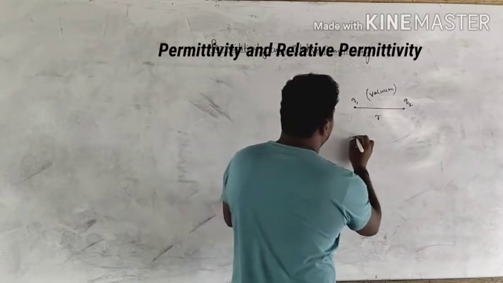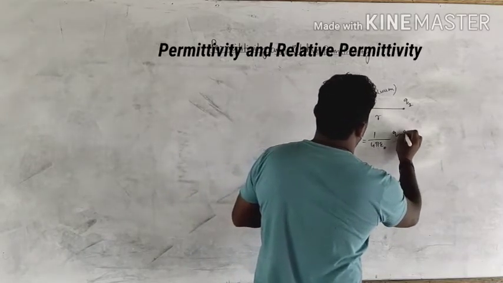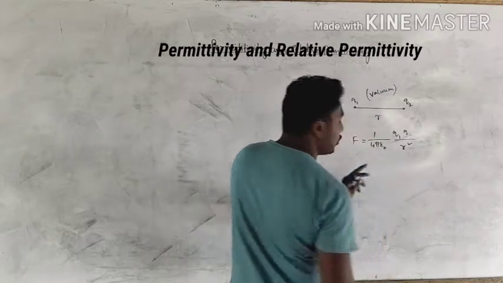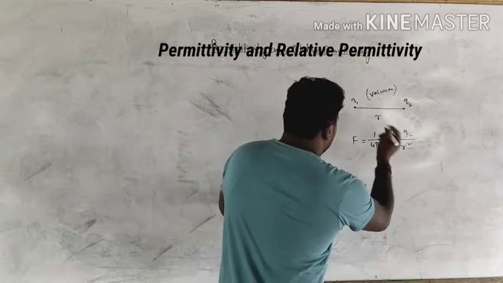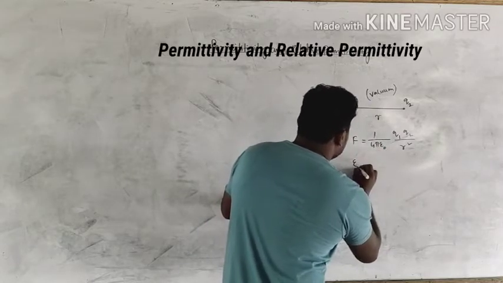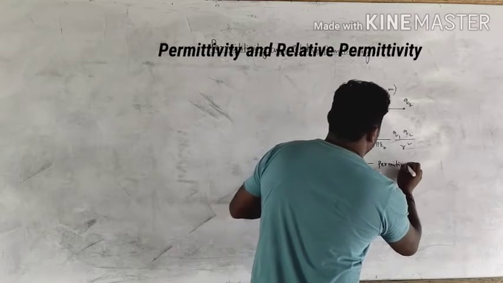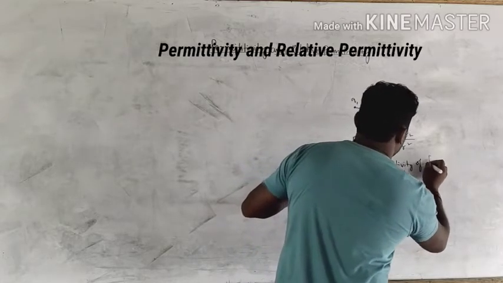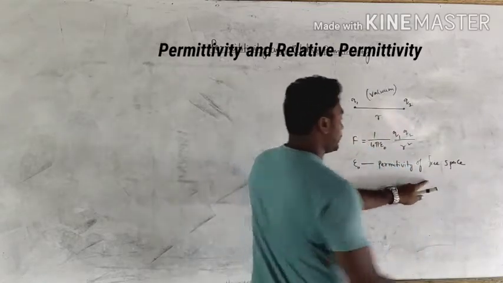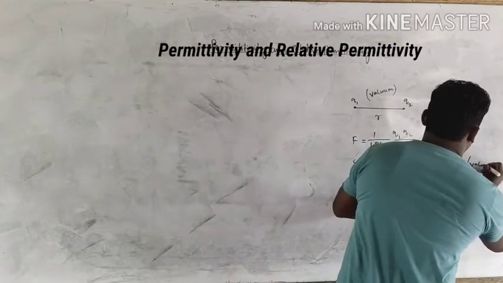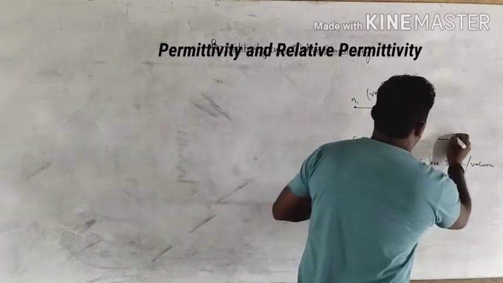Now, in this case, what will be Coulomb's law? F equal to 1 by 4 pi epsilon naught Q1 Q2 by R square. What does this epsilon naught mean? This means the permittivity of free space, or we can say vacuum. Let it be equation number 1.